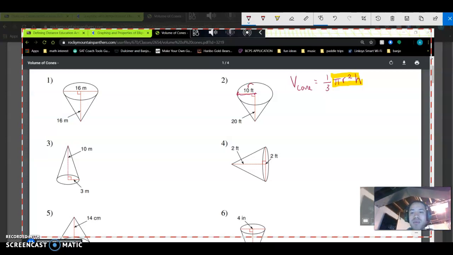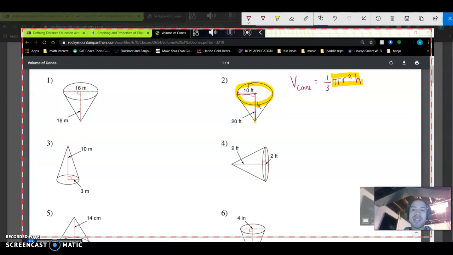Now, the height, right? We don't want to think about the height as always being the up and down or vertical change, because it might not be. You want to think about the height of a cone as the distance from the circular bottom, or top in this case, the base, to the point. And that here is illustrated with this 20. So this is our h.